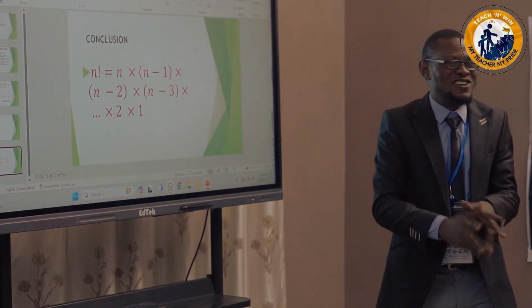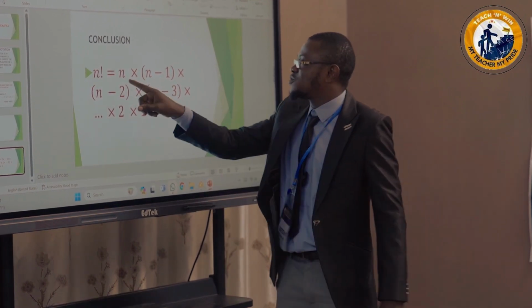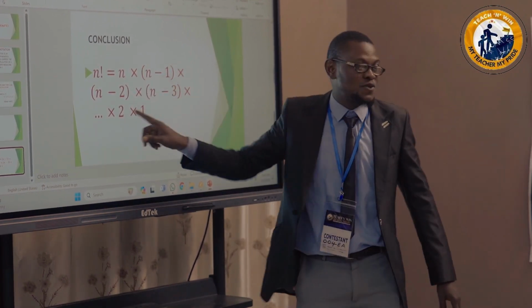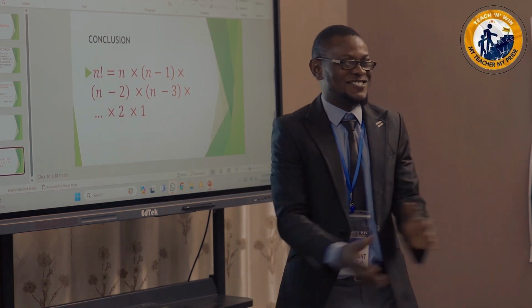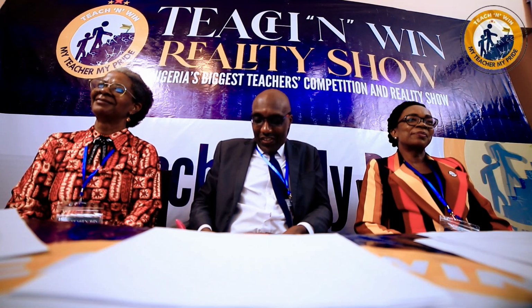And in conclusion, generally, for any number, that number has to be a positive integer. So n factorial equals n multiplied by n reduced by 1, down till it gets to 1. Thank you for listening. That's factorial notation. Thank you.